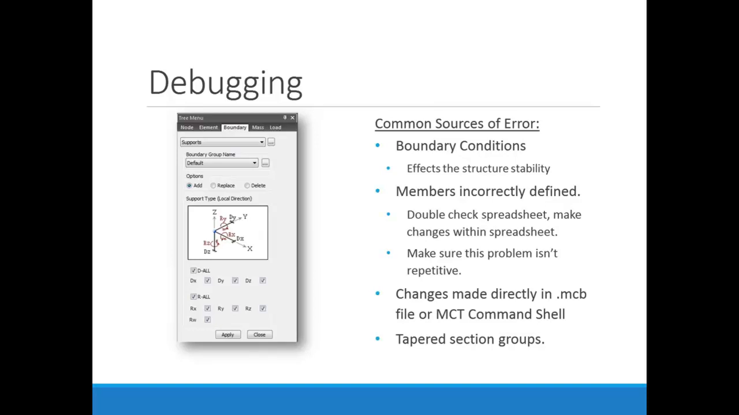And make sure that that doesn't carry down through any other part of your user input. Other places where I've had problems is where I made changes directly through the MCB file or MCT command shell, and I didn't think about where it might affect the rest of the structure. So for instance, in the user interface, I defined tapered section groups for some members, and then I changed, either eliminated a member or whatever it may be, and I'm getting runtime errors. So think about when you're making changes to your text file, you need to think of where else this will affect your model.